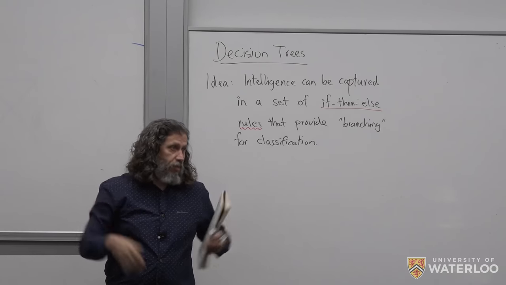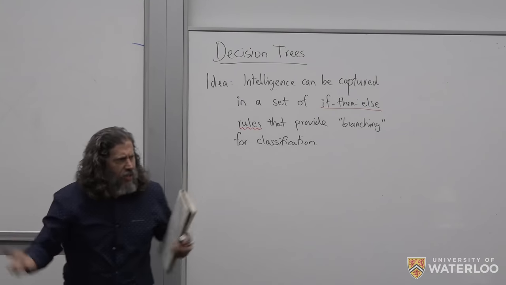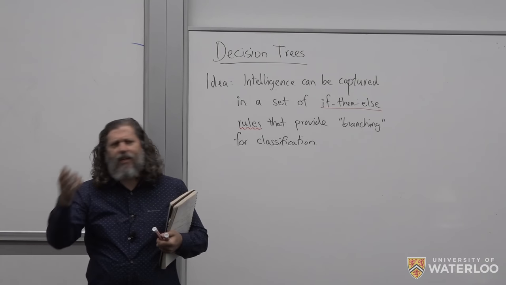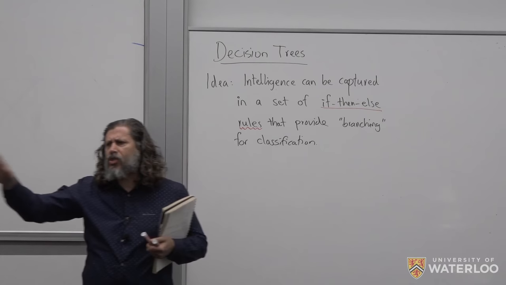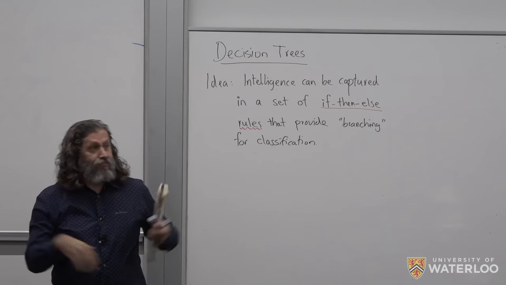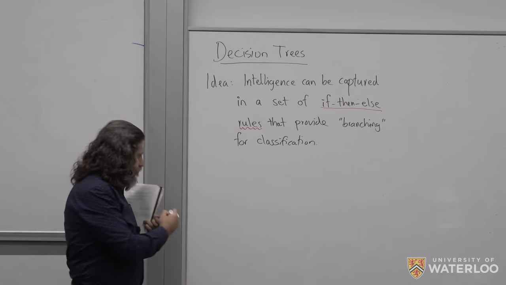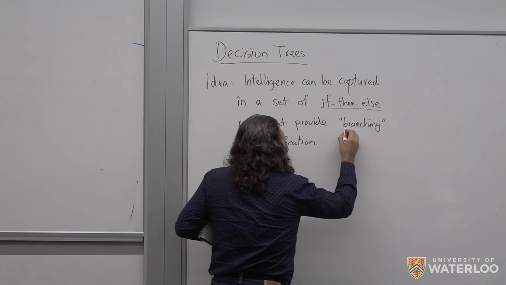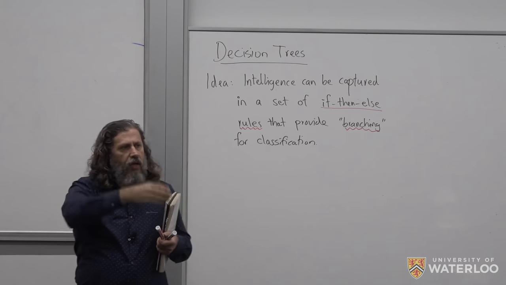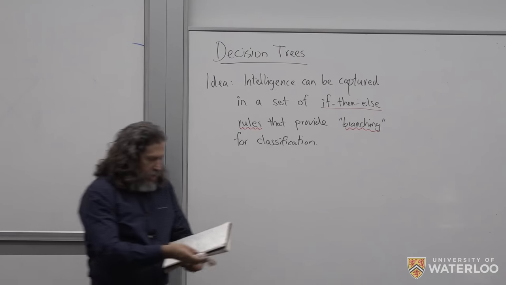Because, well, who is an expert? An expert is whoever has a lot of knowledge. So how do you represent knowledge? If I ask you how you invest your money, you say, if the market is like this, and the government is doing this, and the weather is like this, I will spend my money here. So there must be some rules for any piece of knowledge. And of course, another keyword for us here is branching. Because if you cannot branch, you cannot classify. So branching is discrimination. Branching is saying what is what.